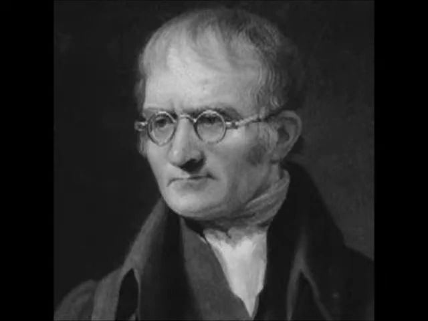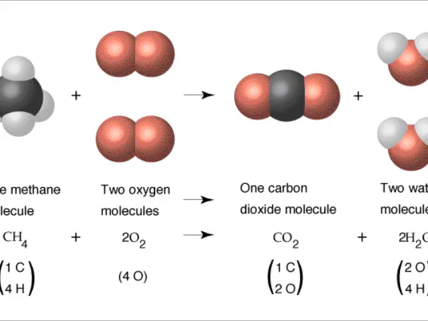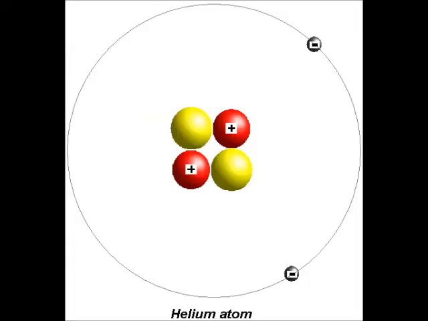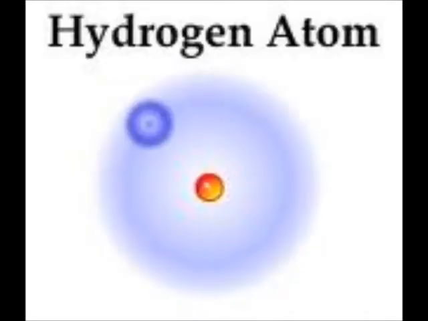In 1803, John Dalton, an English schoolteacher, discovered the law of multiple proportions, which states that the ratio of masses that will combine with 1 gram of another element is always a simple whole number ratio. John Dalton also created the atomic theory, which states that matter is made of atoms.